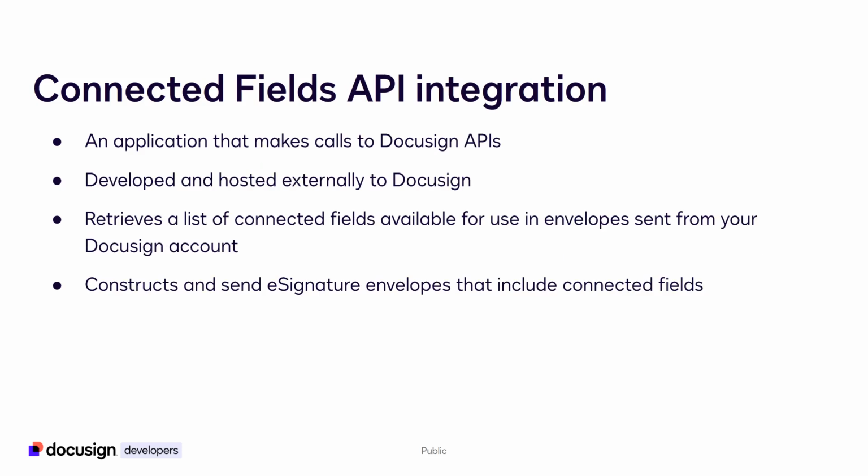The second component is a Connected Fields API integration that calls Docusign API endpoints. This integration is developed and hosted externally to Docusign. It makes calls to retrieve a list of connected fields available for use in envelopes, and then to construct and send envelopes that include connected fields.